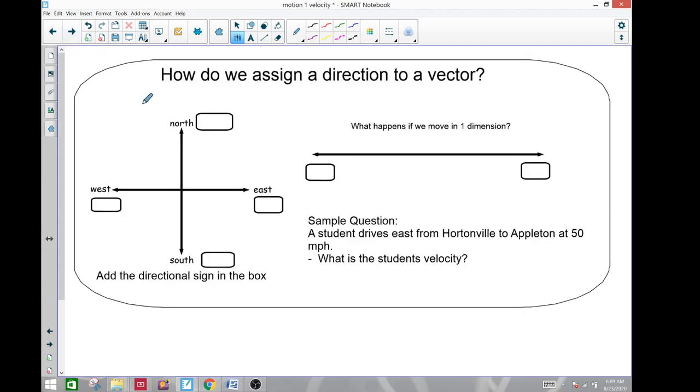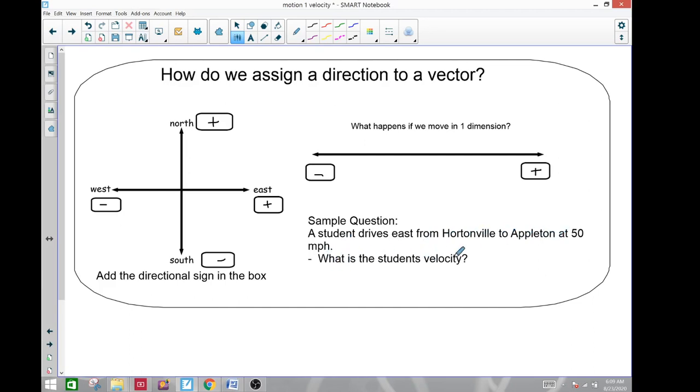Okay, next one. How do we assign a direction? So what happens if we move it in one dimension? Again, we can assign these at any time we want on problems. There are some standards, stuff that we assume, but you could change it. To the right typically is positive. To the left is negative. North typically is positive. To the right, east is positive. South, negative. West, negative.